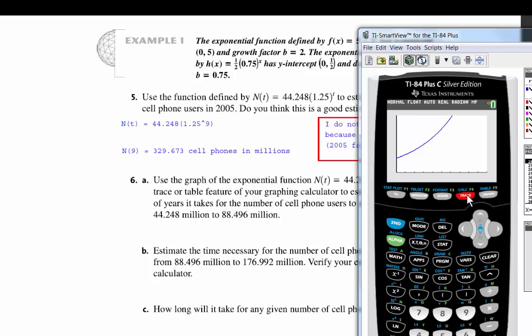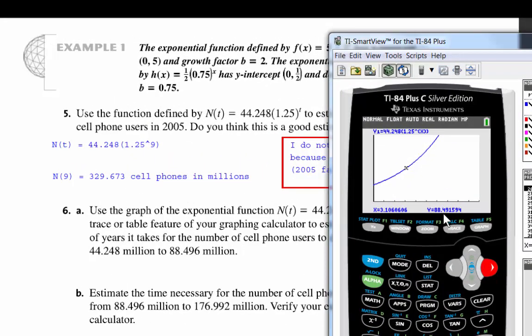So if you press the trace key, you can see here my y equals 135. We want to know, when does y equal 88? So I'm pressing the left arrow, and this is going to give me an answer. It's not going to be perfect. Here's 87. So this is a little bit more than 88. This is 88.491, and we're looking for 88.496. So this is close enough. So it looks like it's going to take about 3.1 years. It will take about 3.1 years to double the number of cell phone users.